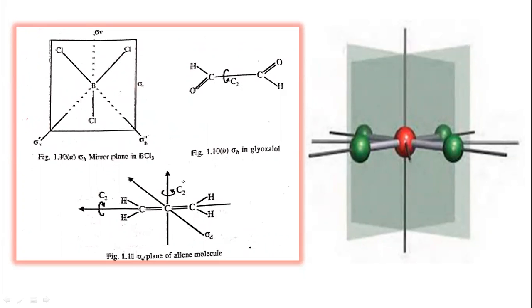C3H4, allene. This is one C2 axis, and this is another C2 axis. These two C2 axes are perpendicular to each other, and we can pass a plane through this, which is sigma d, and it bisects. When you pass the plane, this hydrogen will be here and this hydrogen will be here, a mirror image. Similarly here. So the allene molecule has the dihedral plane. That is called a dihedral plane.